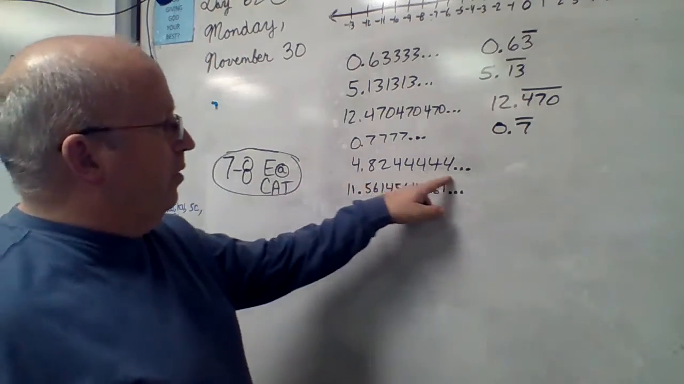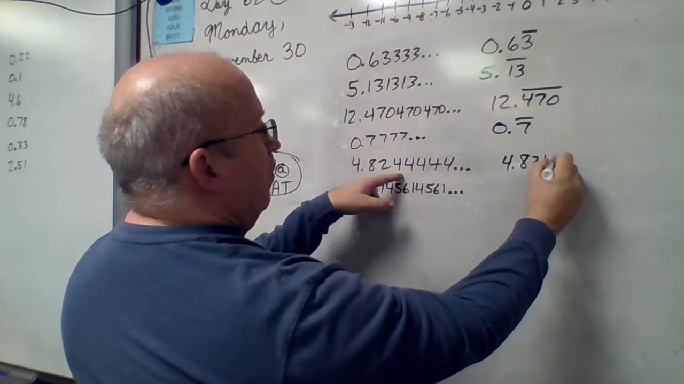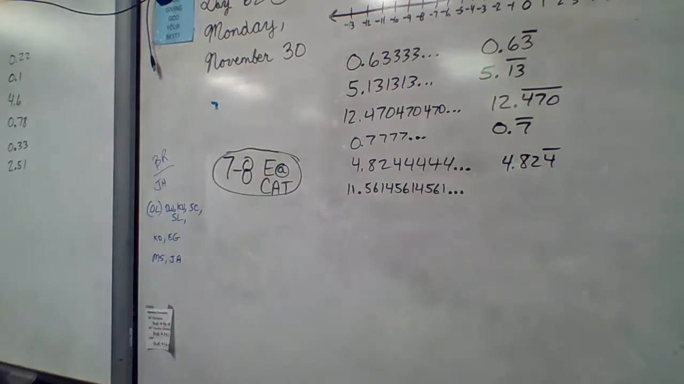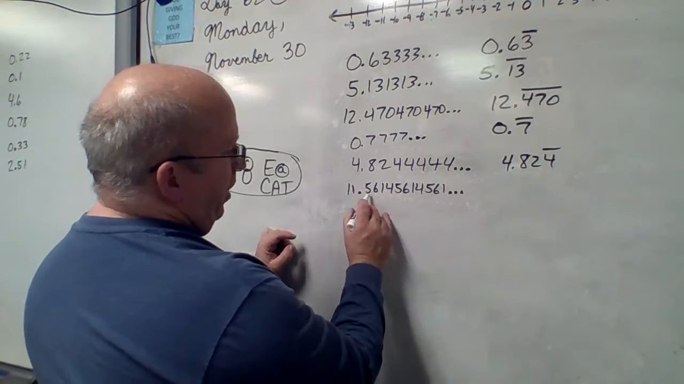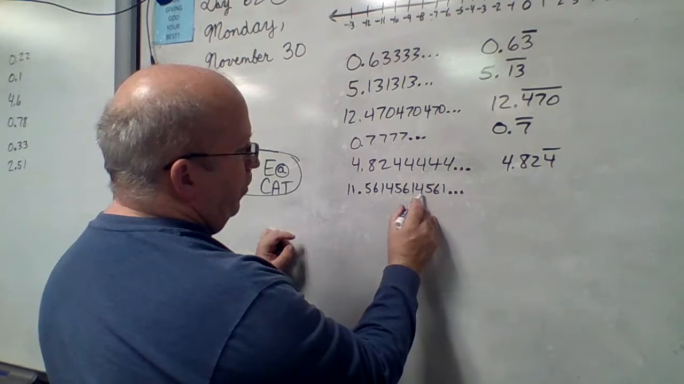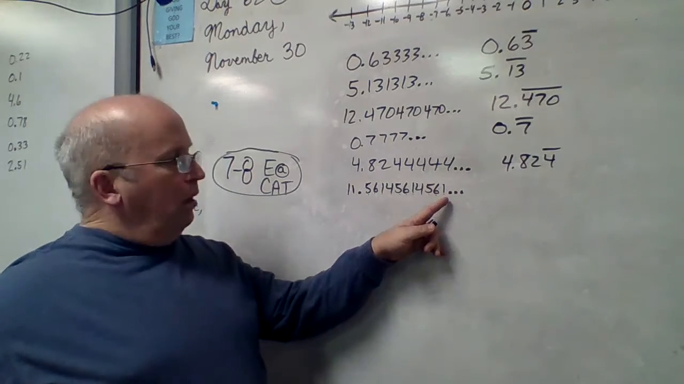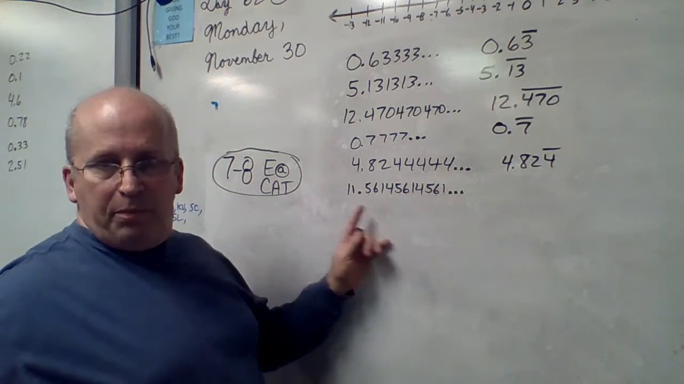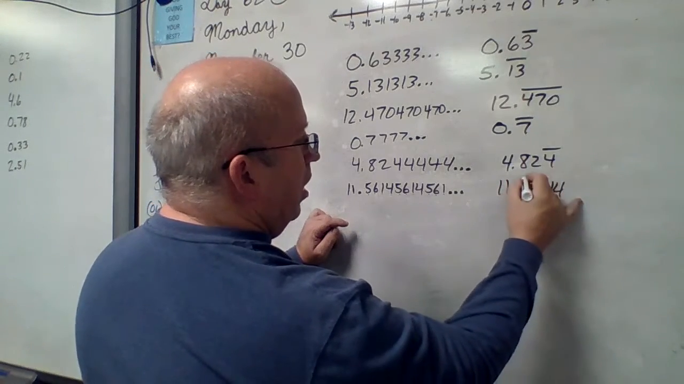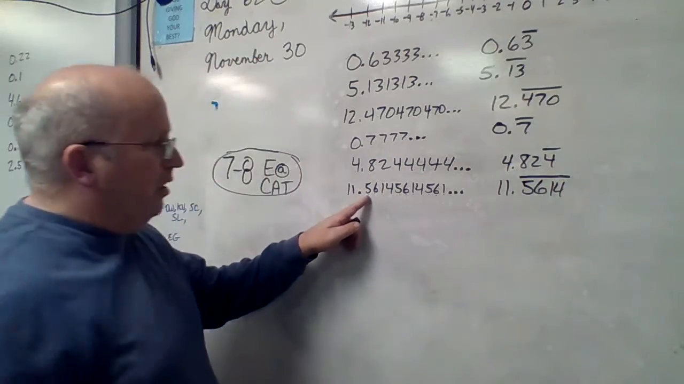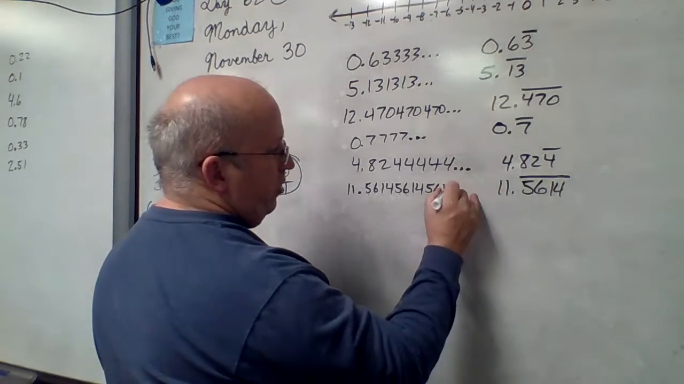What's repeating in this number? It's just the 4. So we'd write 4.824 with the bar notation over just the 4. How about this one? This one's a little tricky. 5614, 5614, 561. Does that freak you out that I didn't write the 4 there? But notice it's got the 3 dots, which means keep the pattern going. So we're going to include the 4 underneath the bar notation. It is the 5, the 6, the 1, and the 4 that keep repeating.